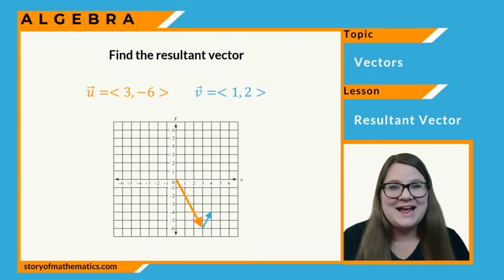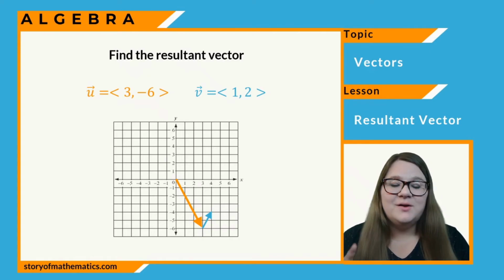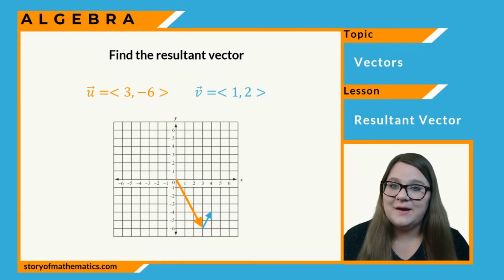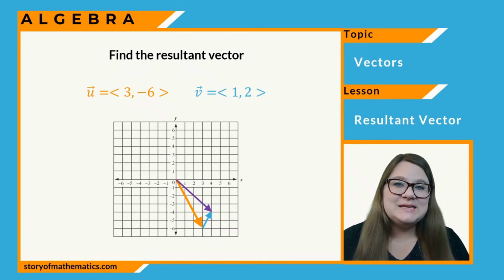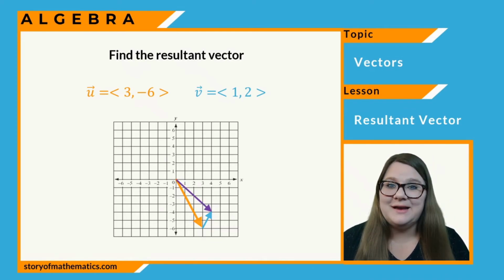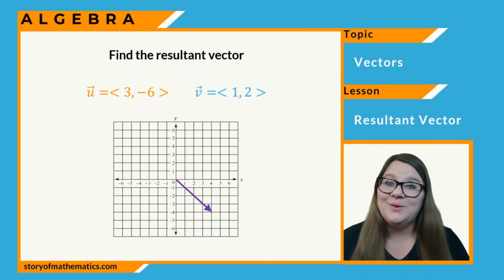Now that I've done that, I can draw my resultant vector from the starting point of the first vector to the ending point of the second vector. This is now my resultant vector, which we again will call u plus v.